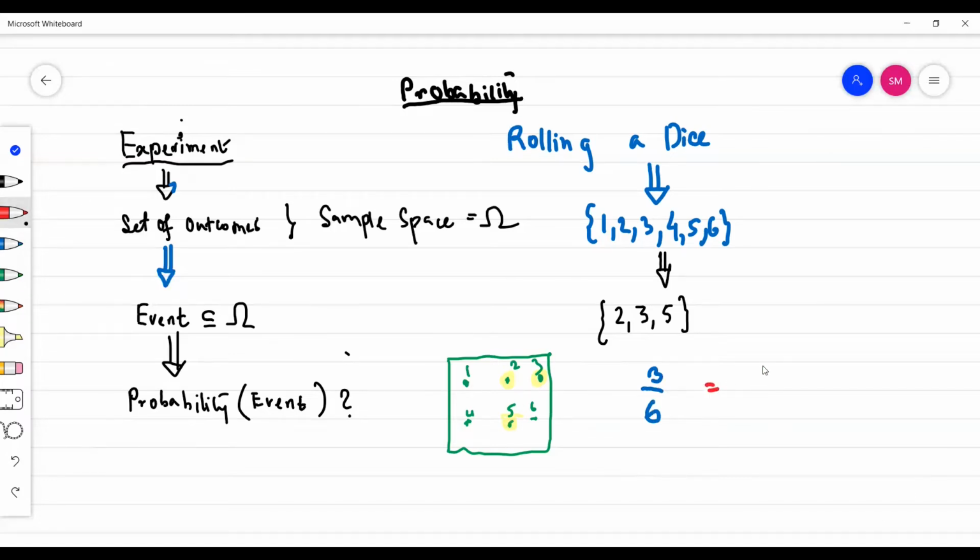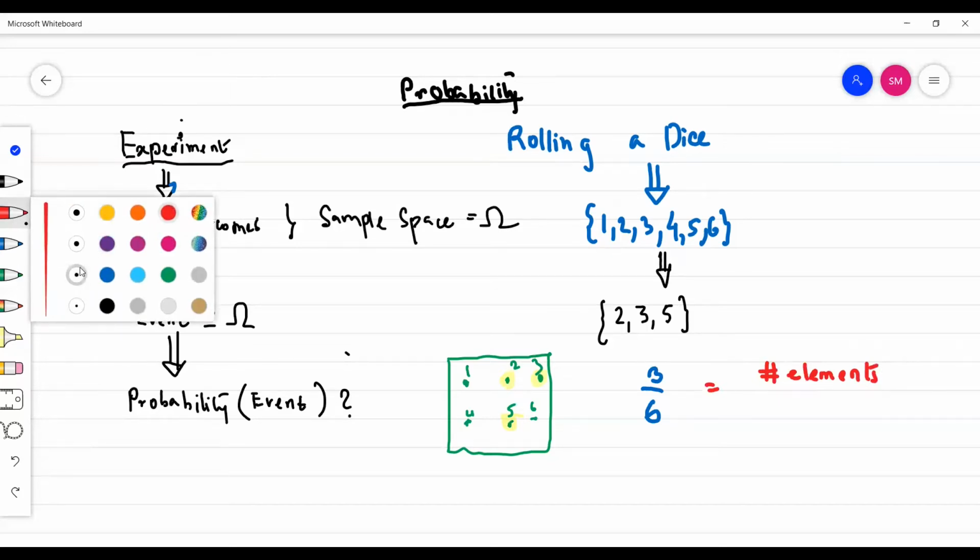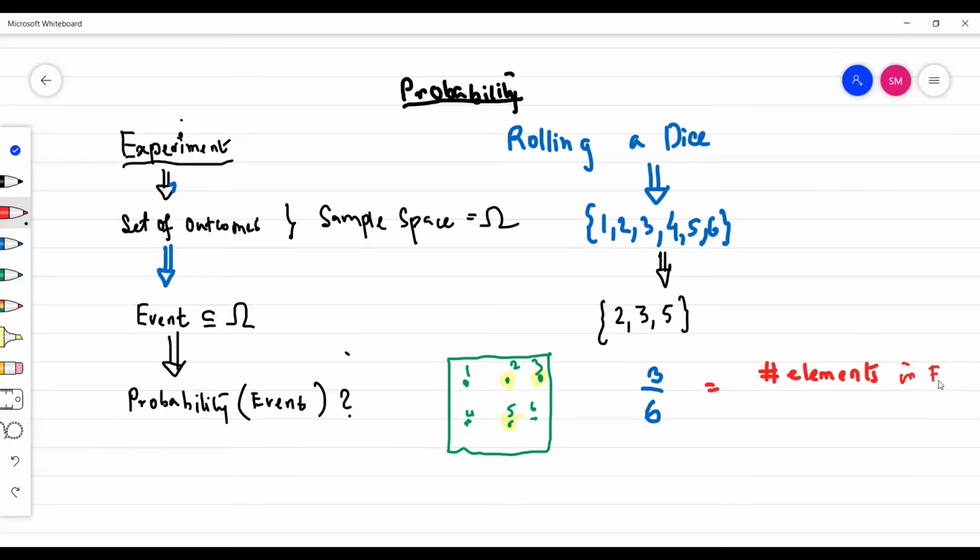So what we are looking for is the number of elements in the event by the number of elements in the sample space. This is the total sample space, and this is the subset that makes the event. The green part is this. You understood? So it turns out to be 3 by 6.